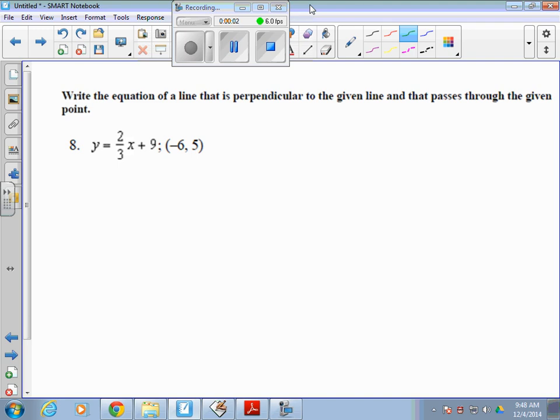This is Algebra 1, test number 16. Study guide, we're picking up on number 8, part 2. It says write the equation of a line perpendicular to the given line that passes through the given point. Again, just like number 7, this one is perpendicular.